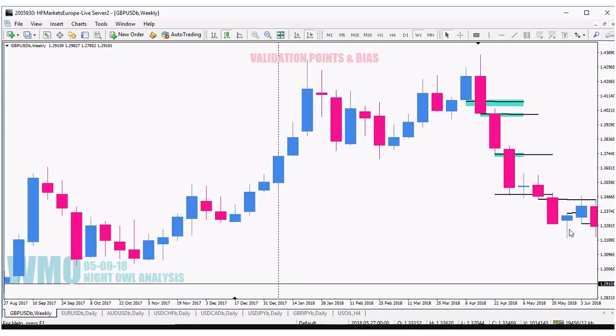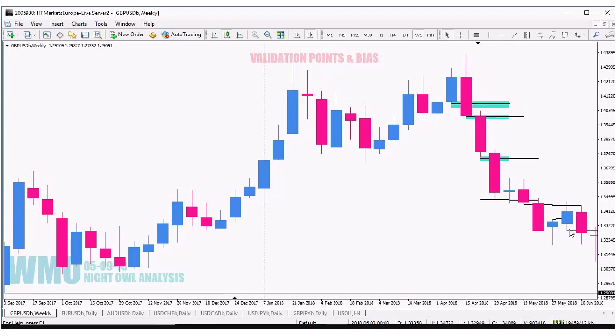Okay, and then I continue again. I assume the next week will be short. And what happened the next week? The next week opened, ran into that validation point, dropped. Okay, this is another indecision week because we'll have had maybe Monday, Tuesday, Wednesday go down, and then Friday go up. Boom.